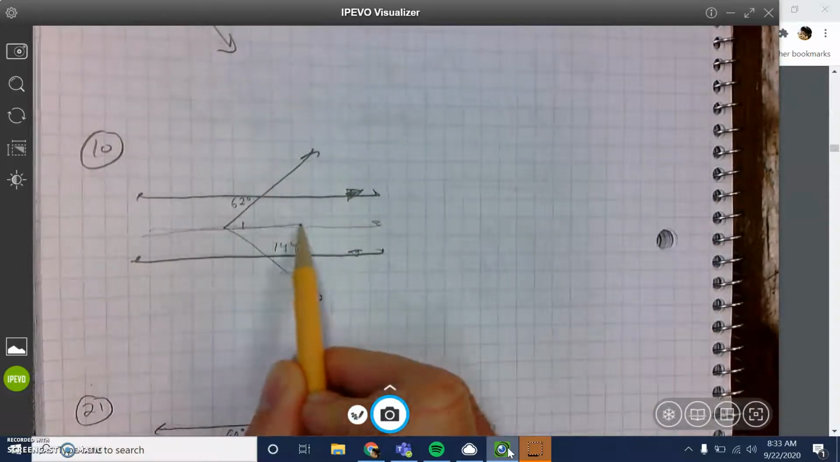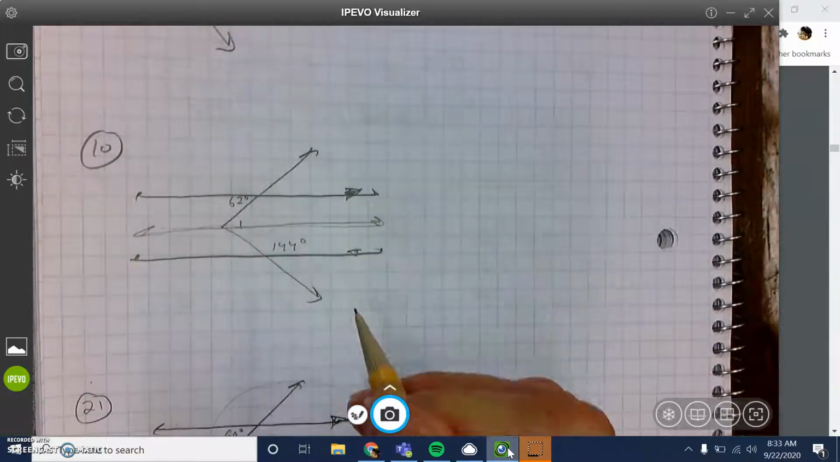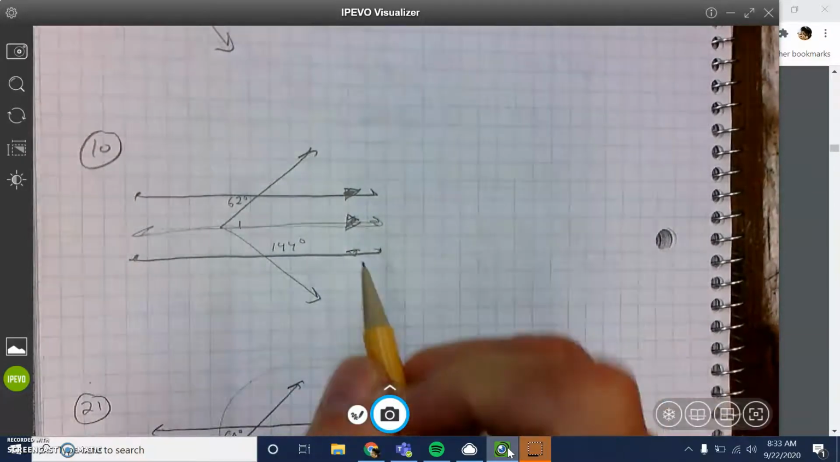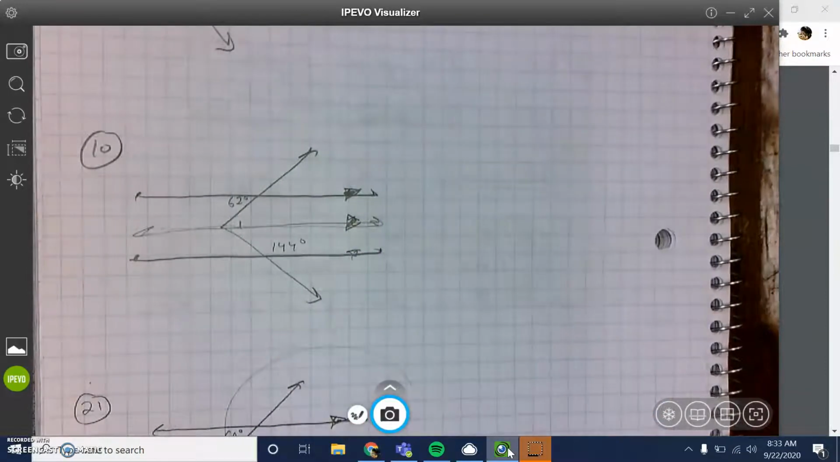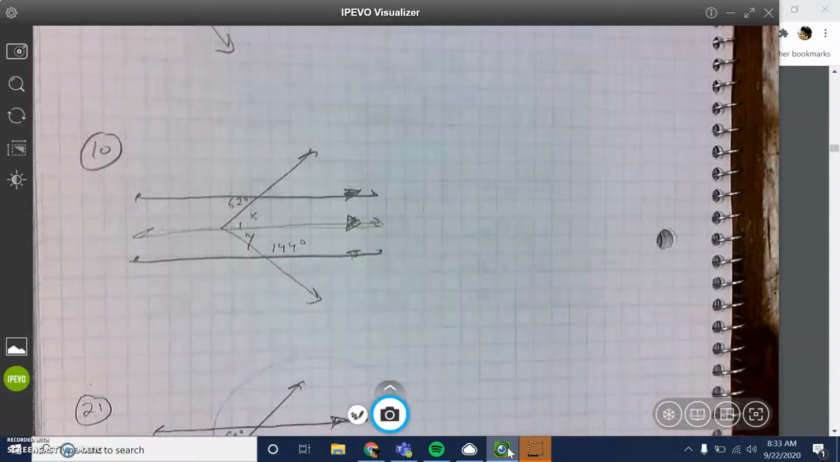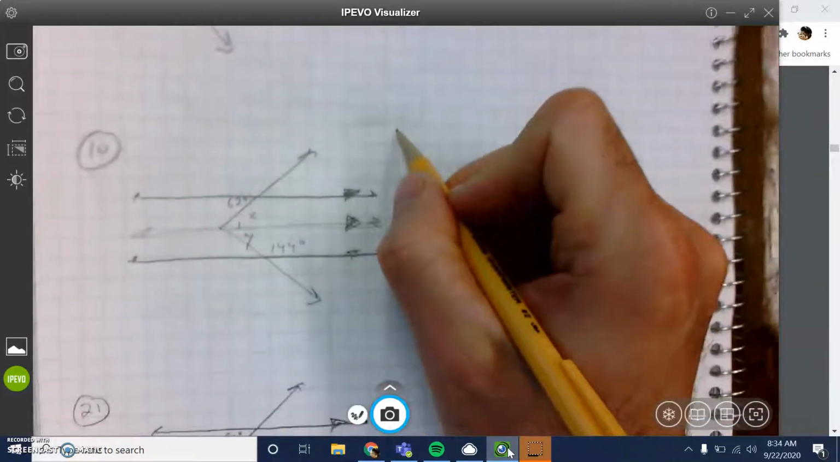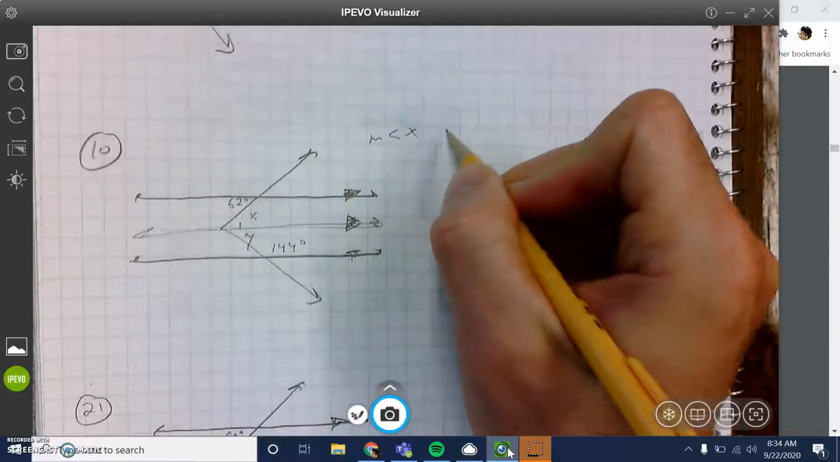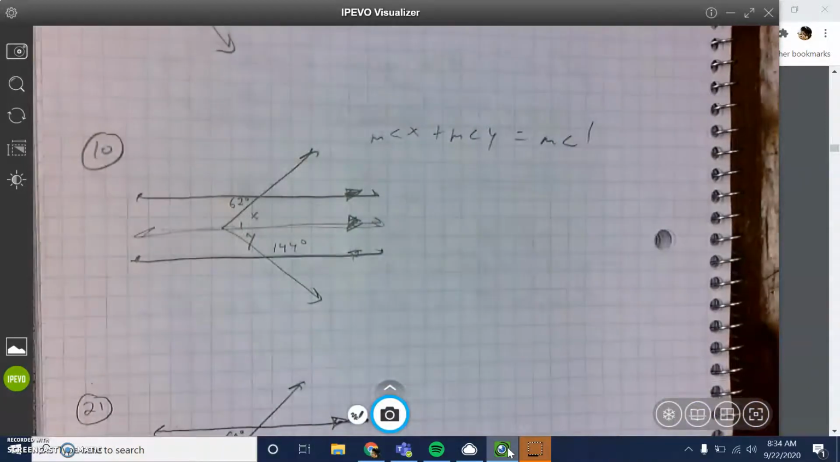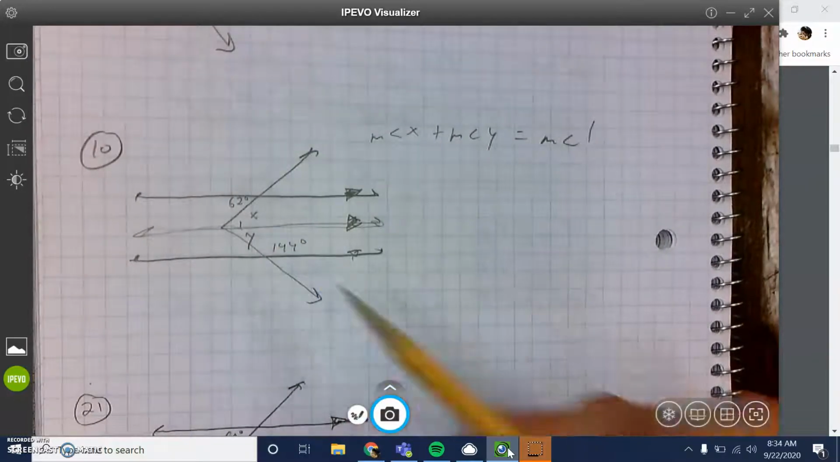Make a parallel line. Okay, so now make a third parallel line. So all 3 are parallel. Never touch. So I'm going to call this one X. I'm going to call this one Y. Because the measure of angle X plus the measure of angle Y equals the measure of angle 1 according to my picture. So if I find X and Y, I'm good to go.